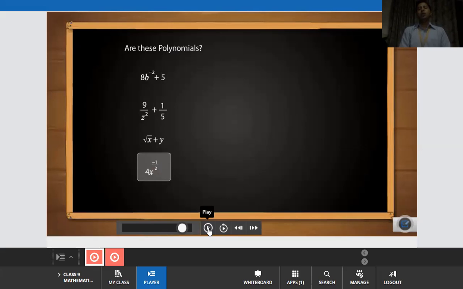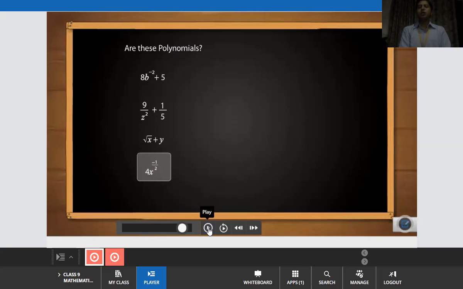In the third one, under root x plus y, the power of y is 1, but the power of x, if we remove this under root, could be written as x raised to power 1 by 2. Because x raised to power 1 by 2 is not a whole number, this is also not a polynomial.